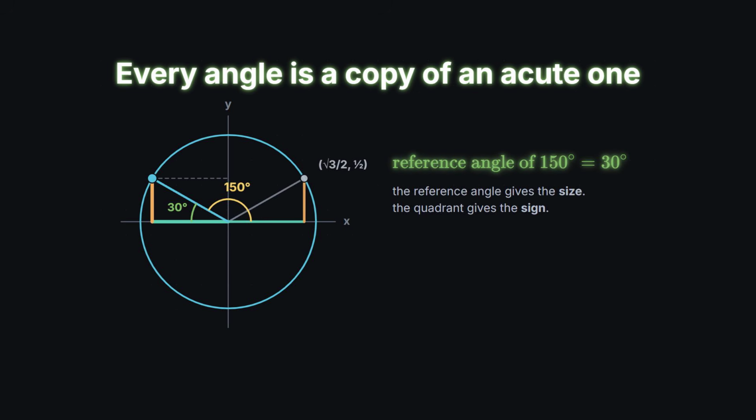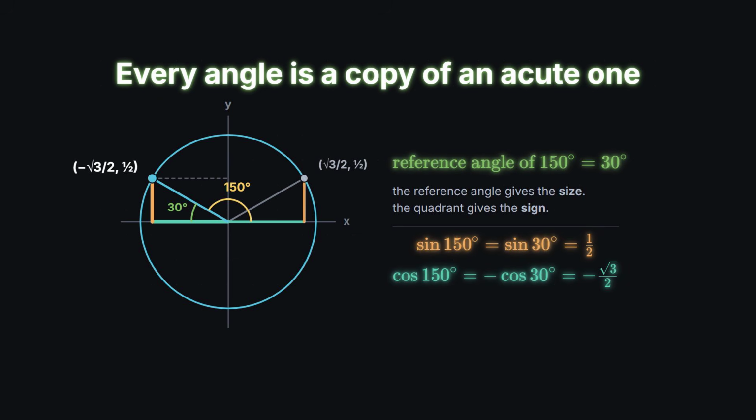150 degrees has a reference angle of 30. So its point is the 30 degrees point, reflected into the top left. The heights are identical. The widths match in size and differ in sign. So you never need the values for 150. You need 30, and you need to know which quadrant you are in.